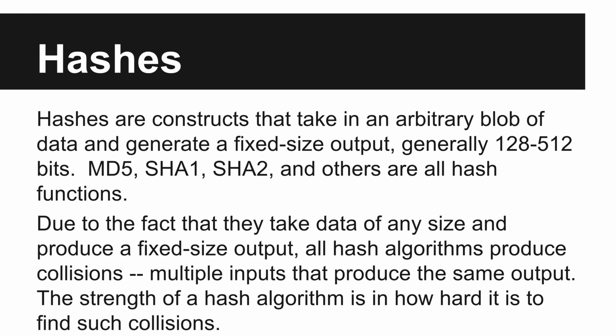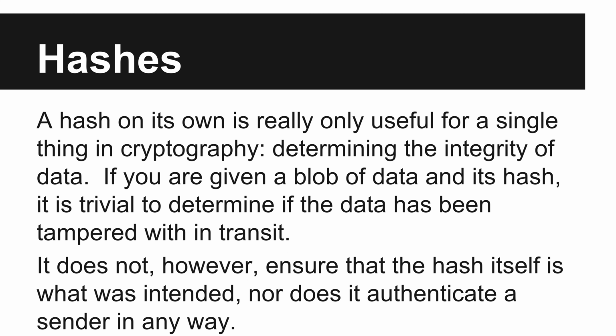Because they take any amount of data and reduce it to a fixed number of bits, all hash algorithms have collisions, which is to say an infinite number of inputs will generate any given output hash. However, the strength of an algorithm is in how difficult it is to find such collisions. A hash on its own is really only useful for one thing in crypto: ensuring the integrity of data. If you're given a blob of data and its hash, it's trivial to confirm that the data has not been tampered with. However, it doesn't ensure that the hash itself hasn't been manipulated, nor does it authenticate a sender.